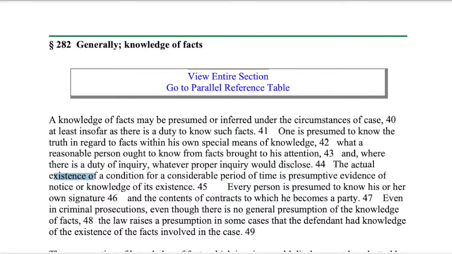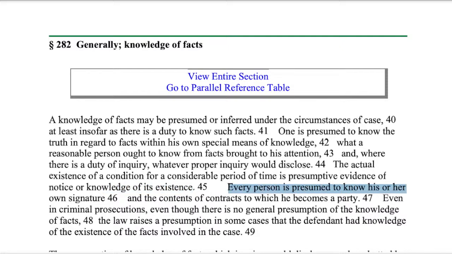The actual existence of a condition for a considerable period of time is presumptive evidence of notice or knowledge of its existence. So, the actual existence of a condition for a considerable period of time is presumptive evidence of notice or knowledge of its existence. You've been sitting in a cold room for 3 hours. You would have to have some kind of knowledge that the room is cold.